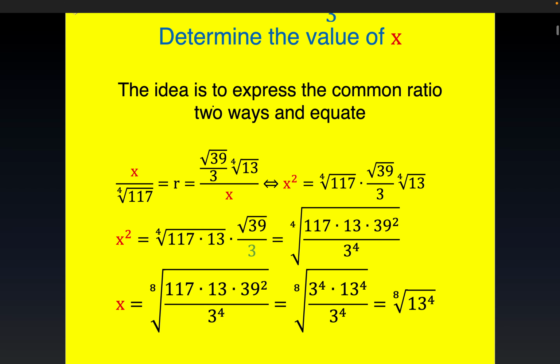Right here, we have the fourth root of 117 and the fourth root of 13, and you can combine those together. That's a standard property of radicals. Now, to bring this inside, you actually have to raise it to the fourth power. If this was a square root, to bring this object inside, you would have to square it. But since it's a fourth root, we have to raise the square root of 39 to the fourth power. If you write that down, square root of 39 times square root of 39 times square root of 39 times square root of 39, you get 39 squared.